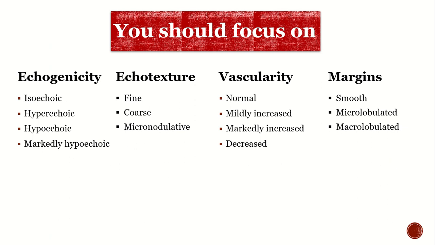When we are doing ultrasonography we should focus on echogenicity, whether it is isoechoic, hyperechoic, hypoechoic, or markedly hypoechoic, and also the echotexture, whether it is fine, coarse, or micronodular. The vascularity also is important. We should know if it is normal, decreased, mildly increased, or markedly increased, and also the margins, whether they are smooth, microlobulated, or macrolobulated.